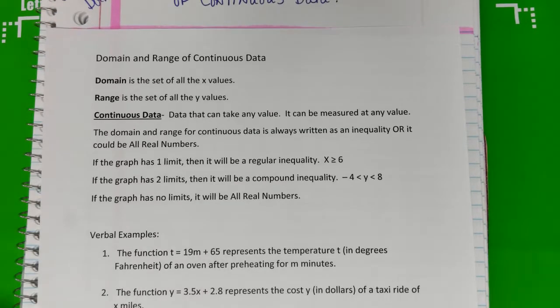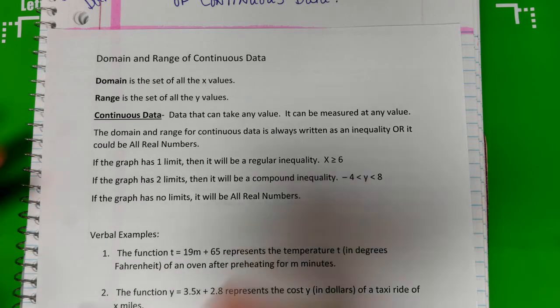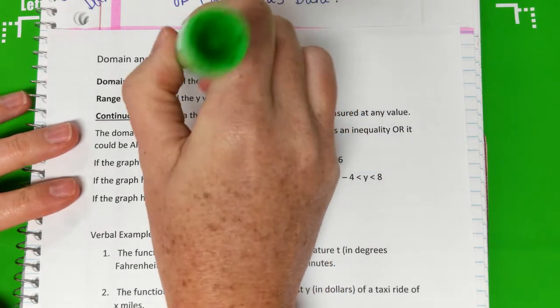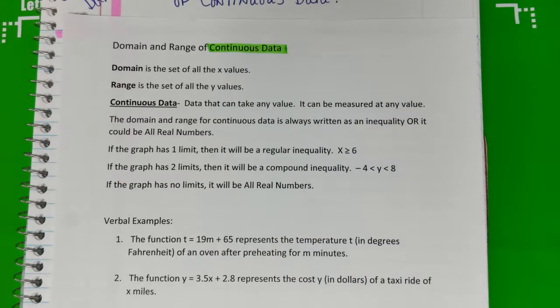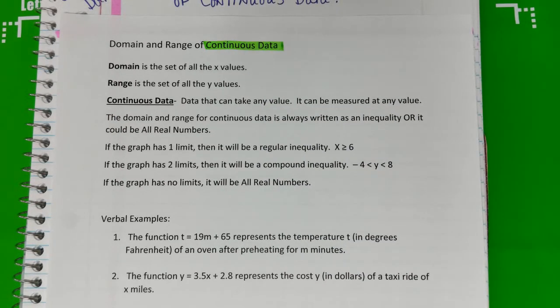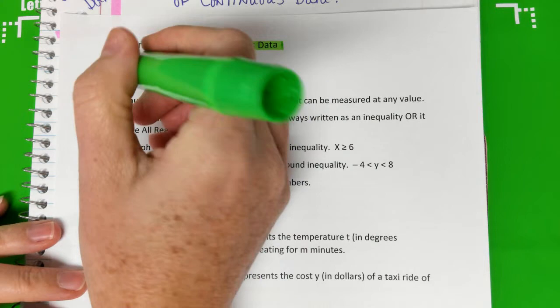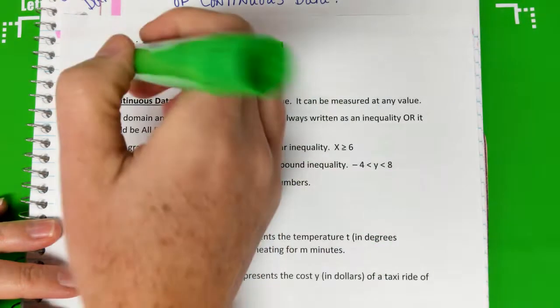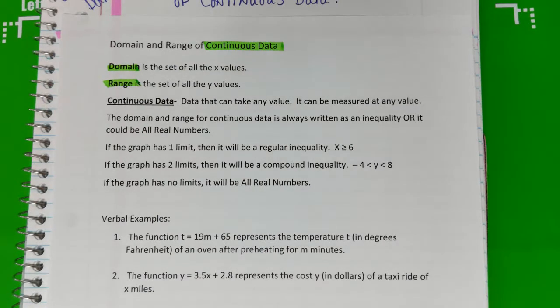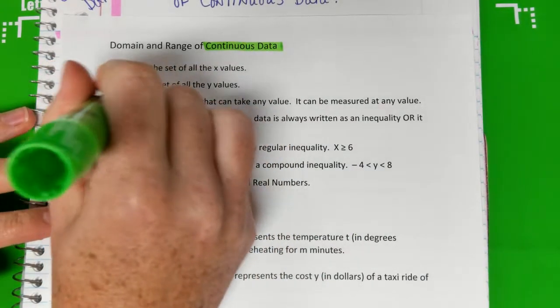So we're looking at domain and range of continuous data, and I've gone ahead and typed out a bunch of information for you here. Remember, if you're writing this down, take a minute and pause the video and copy all that information down. Now we've already defined domain as the set of all the x values, and we've defined the range as the set of all the y values. Okay, so let's talk about what continuous data is.